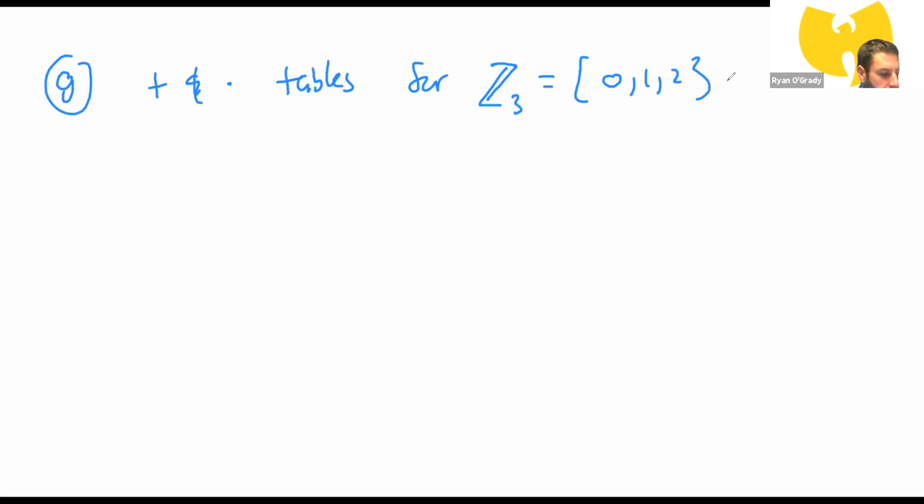So what do we mean by addition and multiplication tables? Well, let's make a table. I'm going to put the values of this up here, and then I'll put them down here.